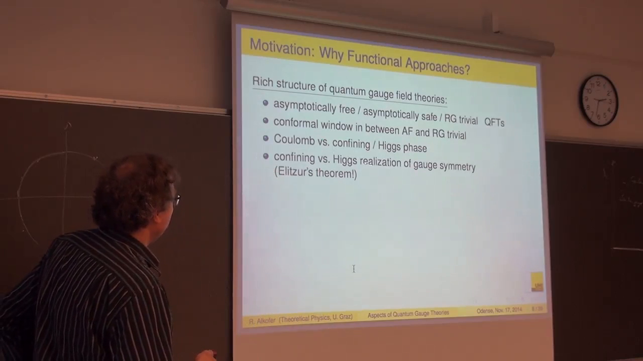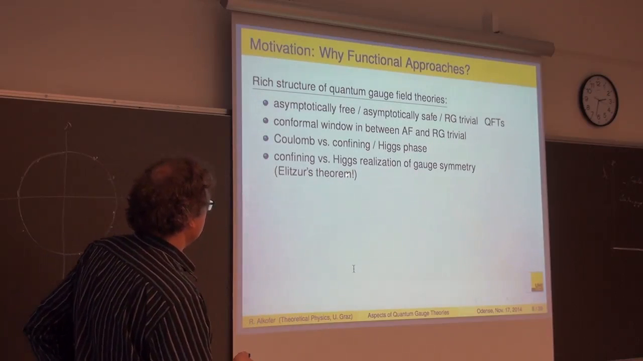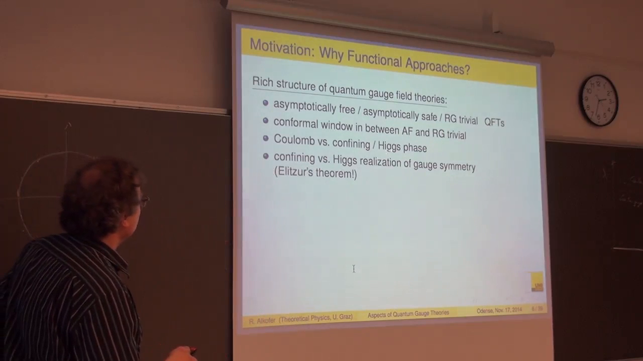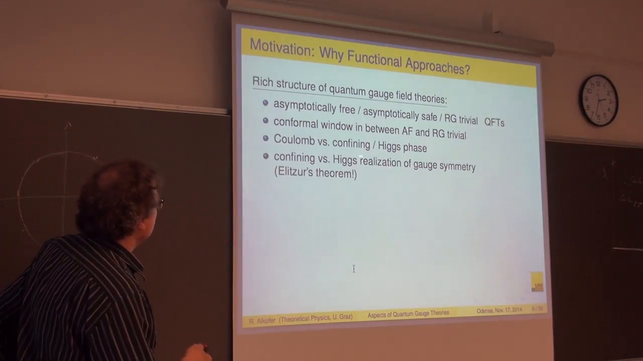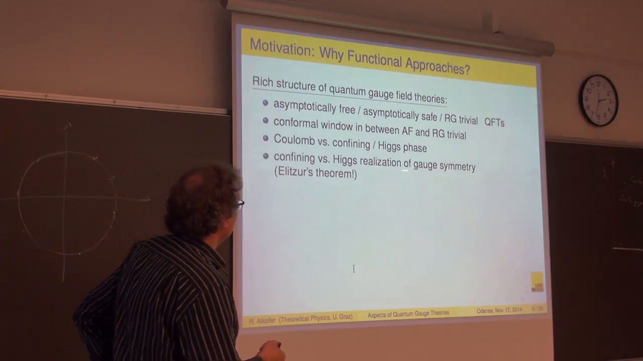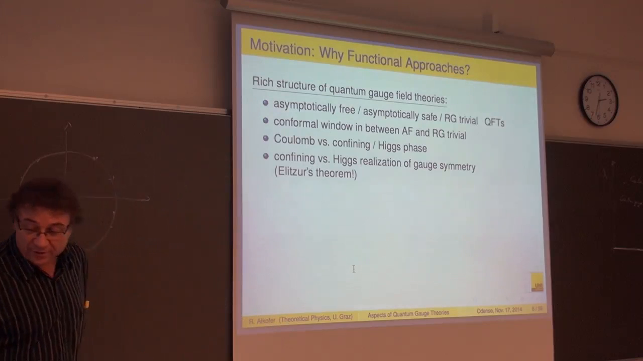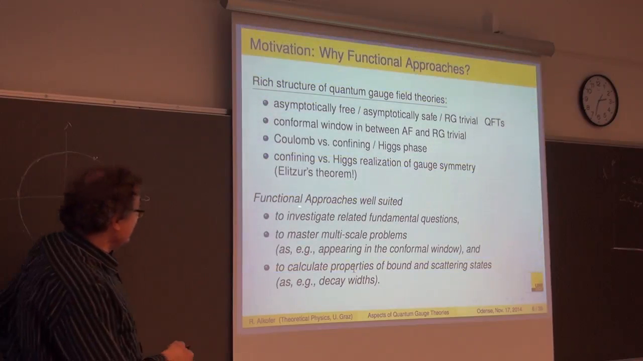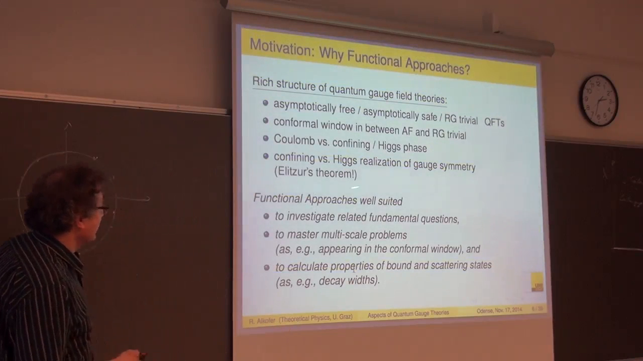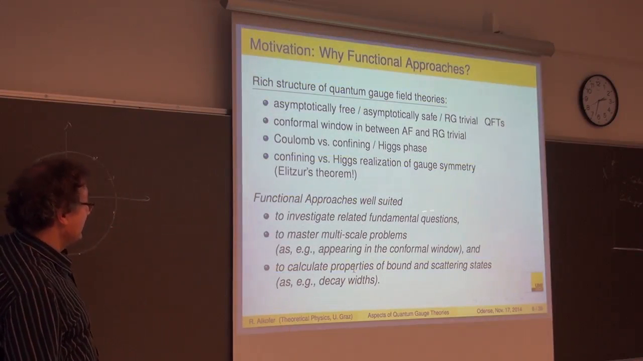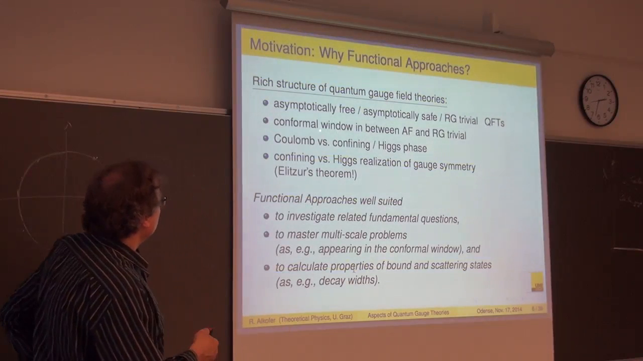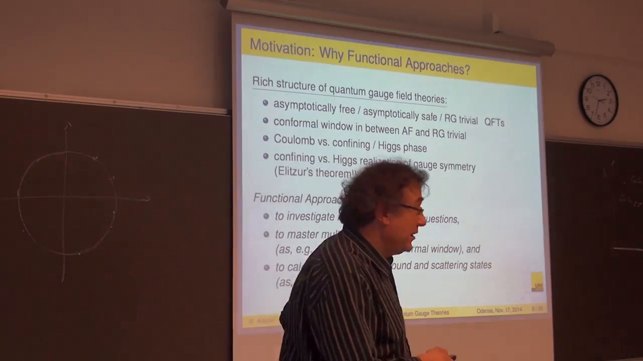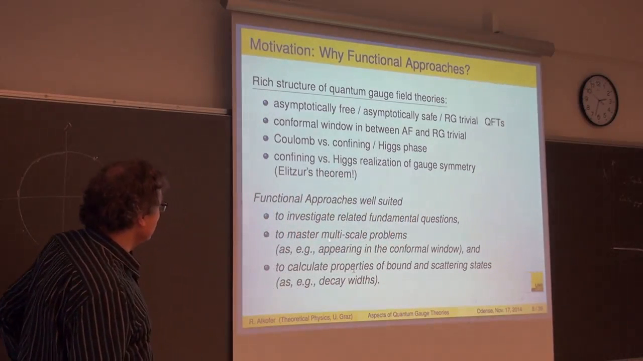We should not say the Higgs breaks a gauge symmetry, it doesn't. There's Elitzur's theorem telling you a gauge symmetry cannot be broken spontaneously. You break some certain global symmetry here, and this is something we would like to understand. Functional approaches are well suited to investigate these related fundamental questions. Then I will talk about the conformal window. If we have something like near conformality, you definitely have a multi-scale problem.